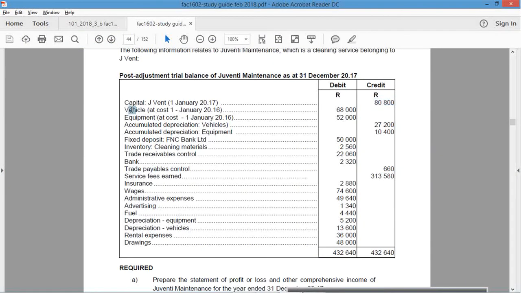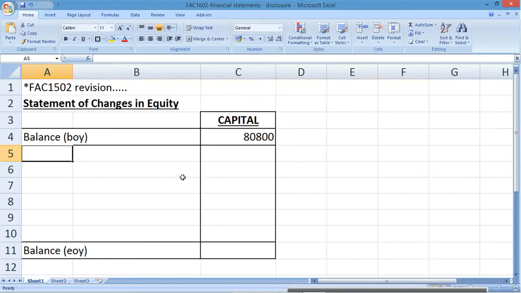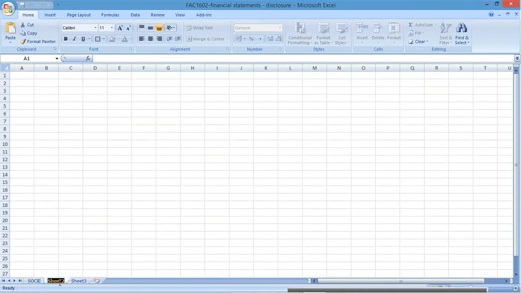Yeah, opening balance. What happens to this? Vehicle is asset, statement of financial position. Is that what you identified it as? Asset, yeah, I know it's a financial position. What type of asset though? A non-current asset. Yes, good. So let's just label this SOCIE, and then let's create another sheet, SOFP.